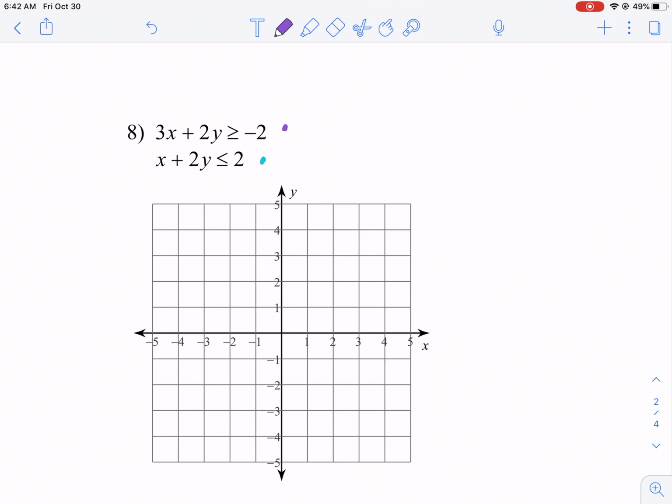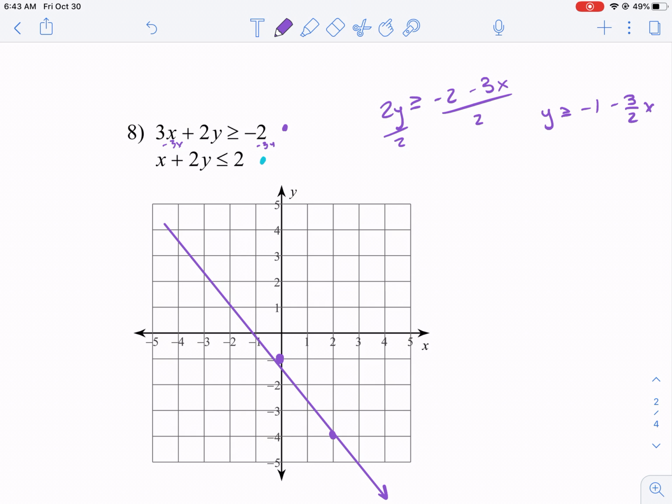So first thing we have to do is solve for y. We're going to subtract 3x from both sides. And we're going to get 2y is greater than or equal to negative 2 minus 3x. Keep in mind, if we divide by a negative number, we need to flip the sign. That's super important. Greater than negative 1 minus 3 over 2x. So what we're going to do here is it's a solid line. We know because of the sign. And we're going to go to negative 1, and then we're going to go down 3 over 2, connect the dots.